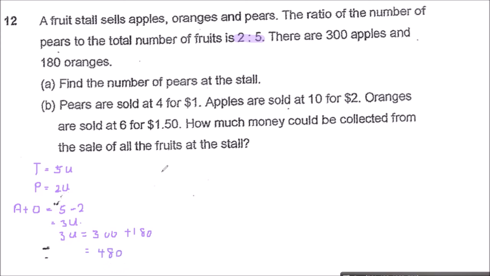Okay, so if you want to find the total number of pears at the store, isn't it just we find 1 unit first? 1 unit will be 480 divided by 3. I have 160. So 2 units will be 160 times 2. That will give you 320. Okay, so that's the answer for part A.